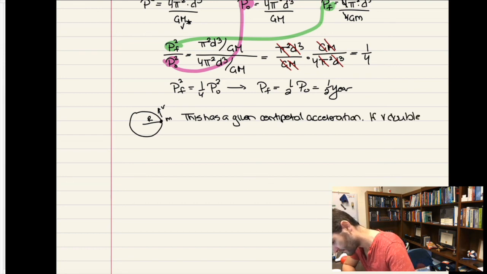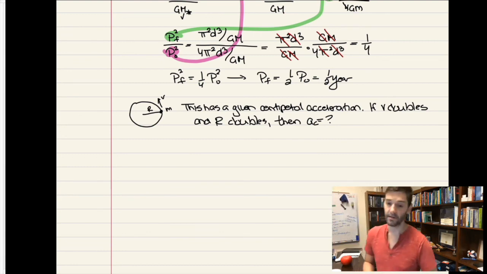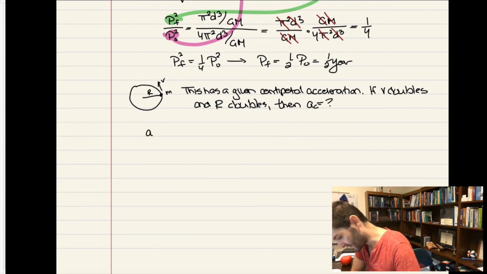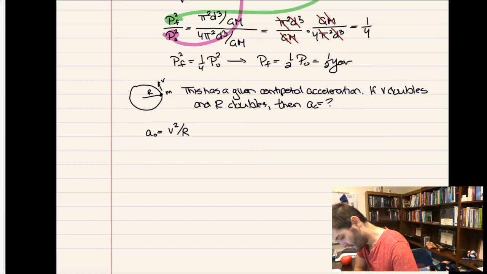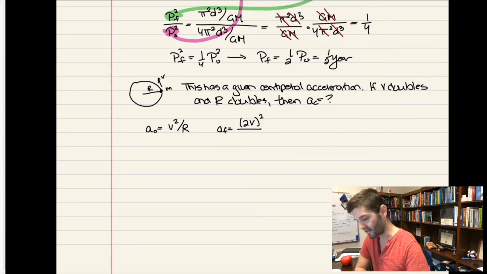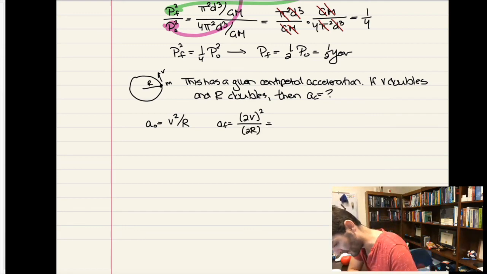If v doubles and r does not change, actually let's make multiple things change. If v doubles and r doubles, then how does the centripetal acceleration compare to the original? In this case, the original centripetal acceleration was just v squared over r. That m is a little redundant, or rather it's not needed. The final centripetal acceleration is the final velocity squared, so in this case (2v) squared, divided by the final radius, which is in this case just 2r. So this becomes 4v squared over 2r, or 2v squared over r.